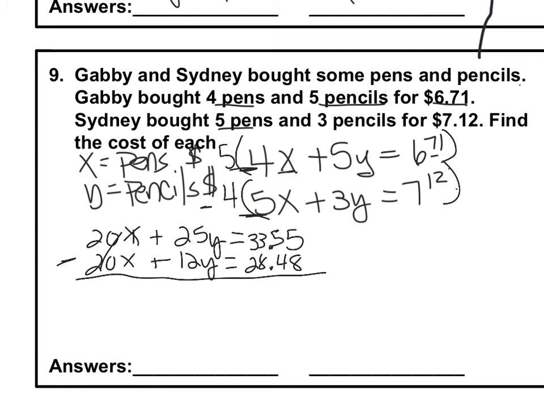20x minus 20x cancels out. 25y minus 12y leaves me 13y. And then 33.55 minus 28.48 is 5.07. And then I'm going to divide by 13. And that's going to give me, let's see.